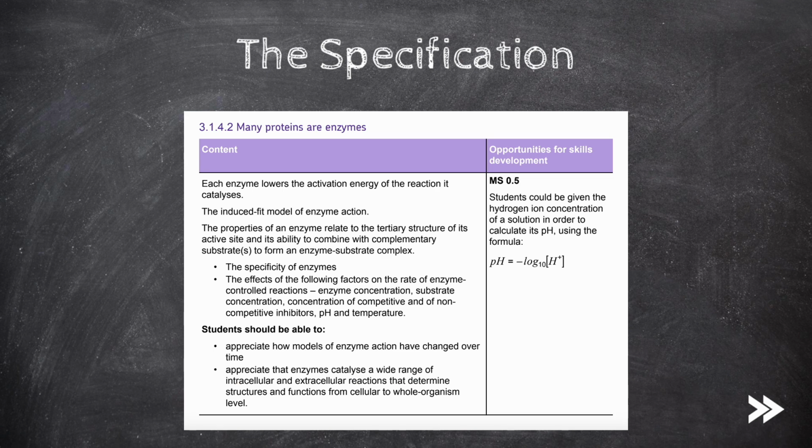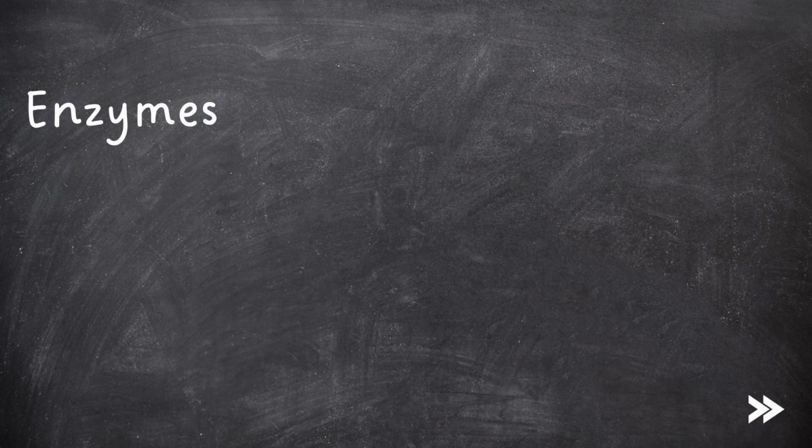So we should know that enzymes lower the activation energy of the reactions they catalyze, as well as the induced-fit model of enzyme action. We should know that the properties of an enzyme relate to the tertiary structure of its active site and its ability to combine with complementary substrates to form an enzyme-substrate complex. We should know about the specificity of enzymes, as well as how the rate of an enzyme-controlled reaction is affected by enzyme concentration, substrate concentration, concentration of competitive and non-competitive inhibitors, pH, and temperature. So let's make a start.